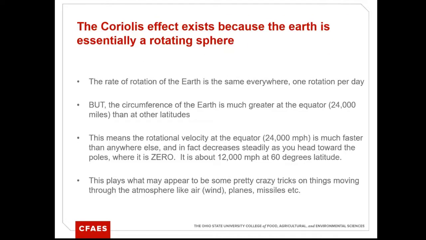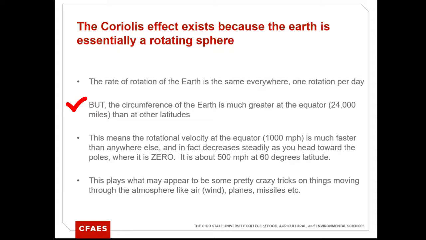Why does the Coriolis effect work the way it does? Well, look, the Earth is basically a rotating sphere. And the rate of the rotation of the Earth is the same everywhere. One rotation per day. It doesn't matter if you're in Ohio or if you're at the equator. The Earth rotates one full rotation in a day. Now, the Coriolis effect exists because the Earth is essentially a rotating sphere. The rate of rotation of the Earth is the same everywhere, no matter where you are, whether you're in Ohio or at the equator. It's one rotation per day. The Earth spins one time on its axis per day.